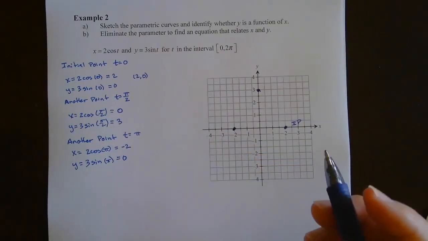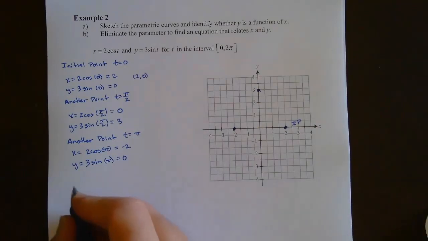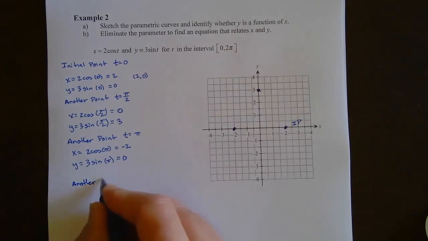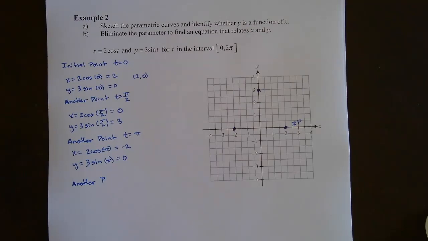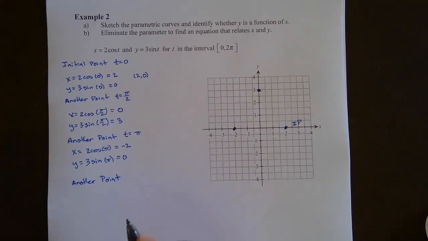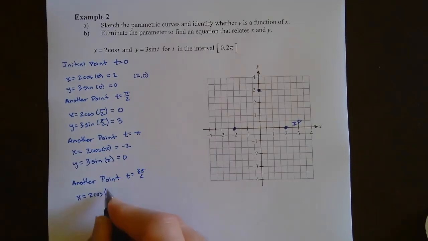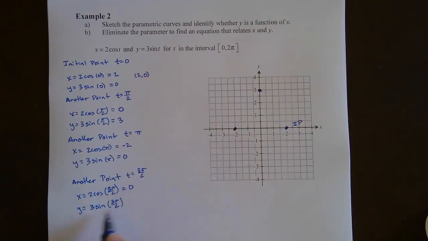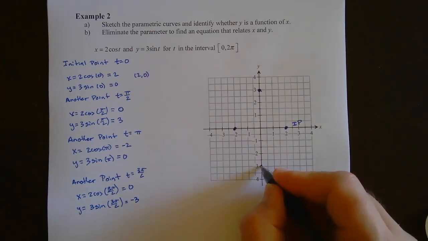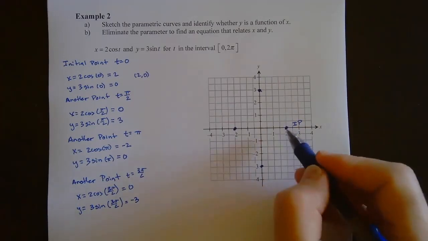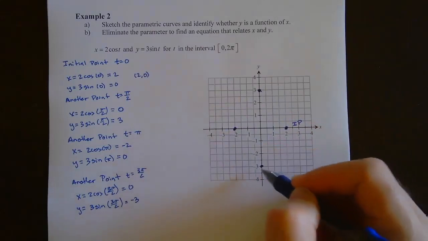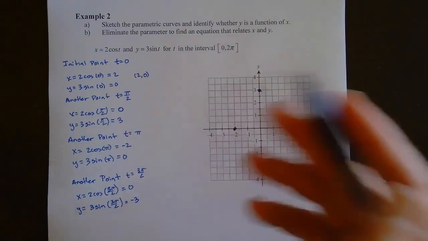And then if we keep going, we could do 3 pi over 2. So another point would be 3 pi over 2. The more points you do, the more accurate graph you have. So t is equal to 3 pi over 2. That would be x is equal to 2 cosine of 3 pi over 2, and y is equal to 3 sine of 3 pi over 2. Cosine of 3 pi over 2 would be 0, and then 2 times 0, that'd be 0. Sine of 3 pi over 2 is -1, so the y coordinate would be -3, so that'd be this point right here. And so we started here, then we went to here, then here, and then here, right? And so let's end up at t is equal to 2 pi.